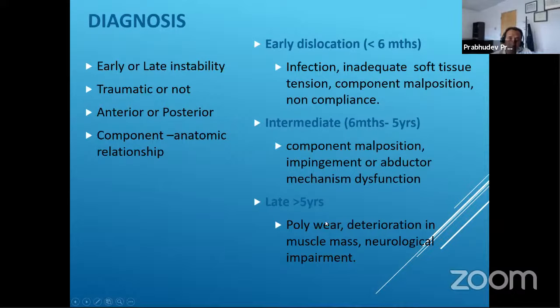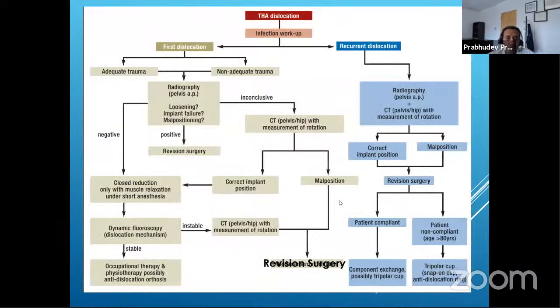In late dislocation, which happens beyond 5 years, polyethylene wear is an important risk factor. And deterioration in the muscle mass and any neurological impairment of the patients are important factors to be considered in late dislocations. So this is an algorithm demonstrating how we evaluate total hip dislocation.